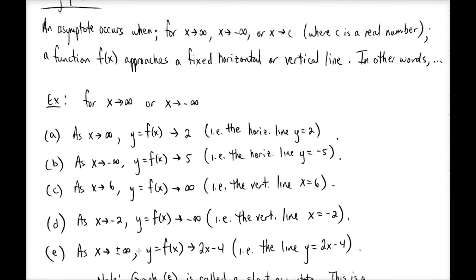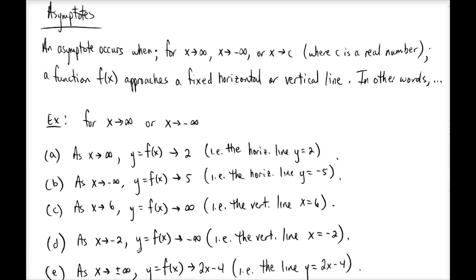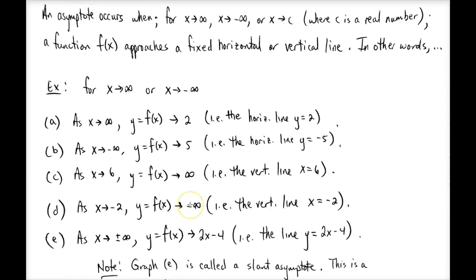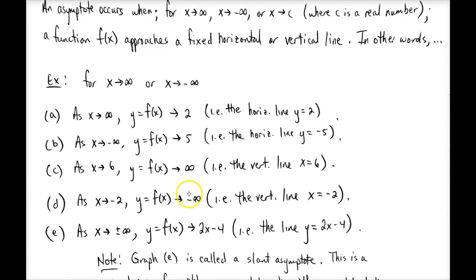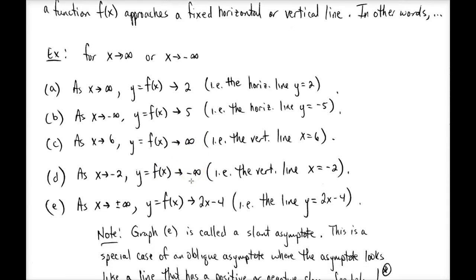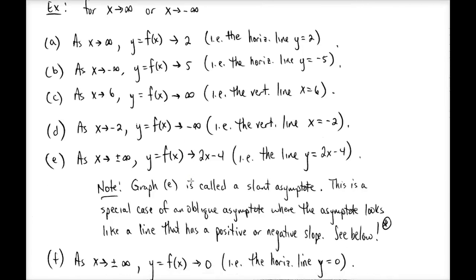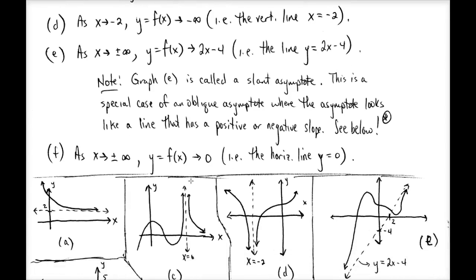So in general, an asymptote occurs when x approaches positive infinity, x approaches negative infinity, or x approaches some specific value, and a function f of x approaches a fixed horizontal or vertical line. I have a list here of what these things look like, and what I'm going to do is go down to the actual graphs themselves and talk about that.